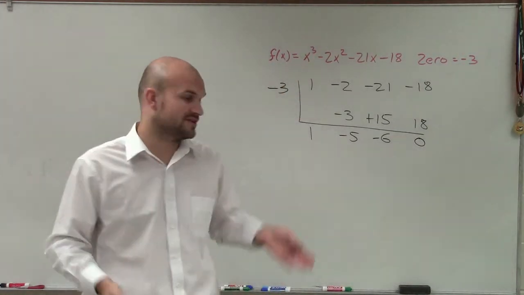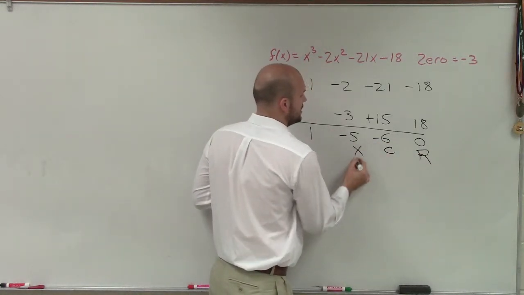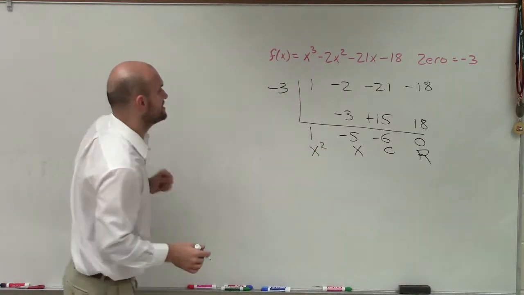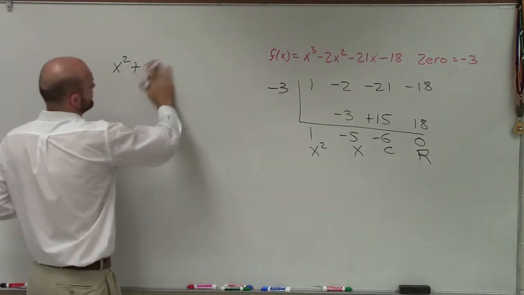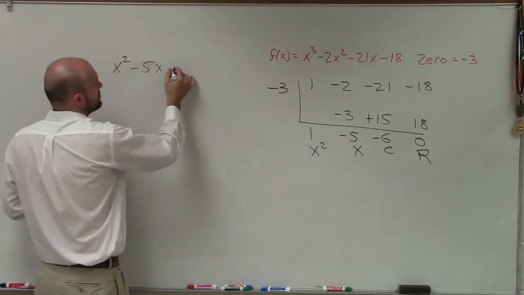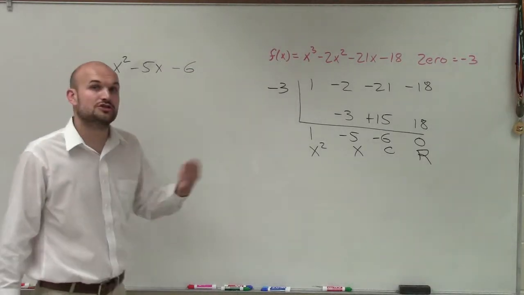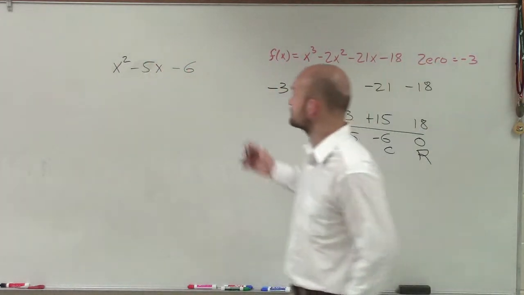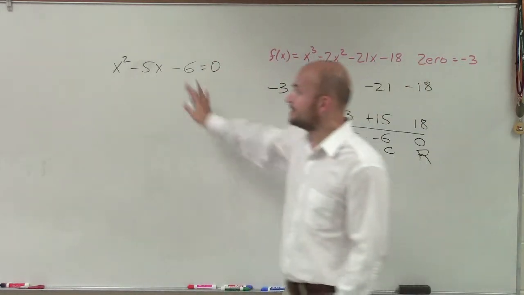Now, when you're doing synthetic division and we have 0 as the remainder, we say, all right, that's our remainder, our constant, our linear term, and our quadratic. Therefore, if -3 is a zero, my remaining factor is x squared minus 5x, as -5 is the coefficient of my linear term, and then -6 is my constant. Now I need to determine my other remaining zeros, so I'm going to set it equal to 0, and now I can factor this.